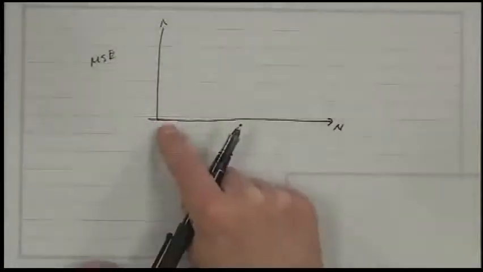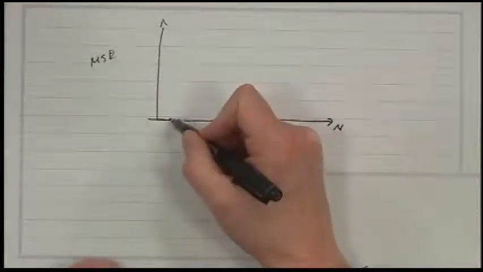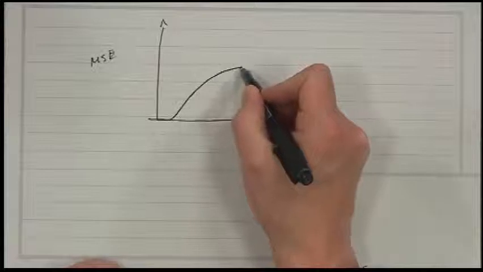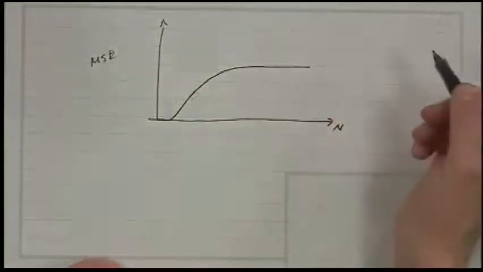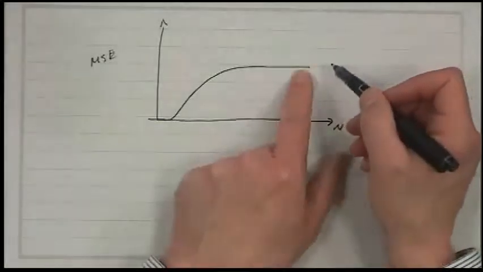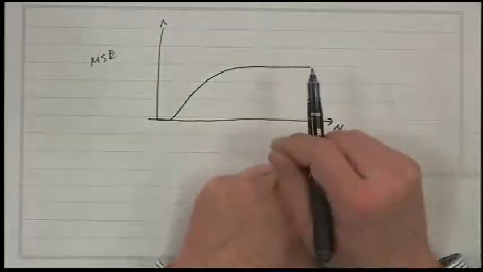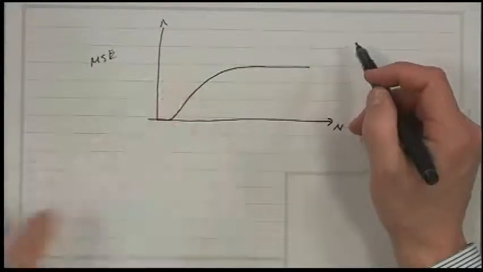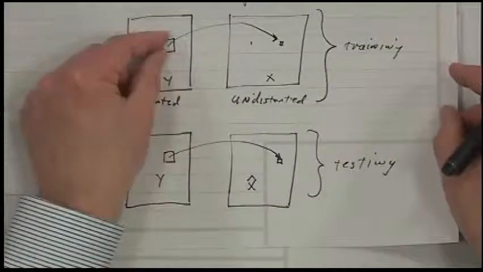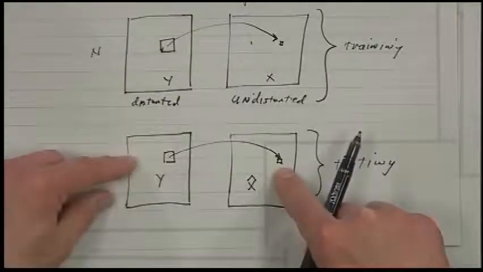So if n is very small, the error will be very small. And then as n increases, the error will increase, and you'll get something like this. Because as you get more and more pixels, eventually you'll achieve an upper bound. You'll asymptotically move towards an upper bound.